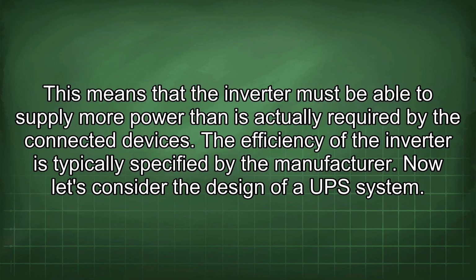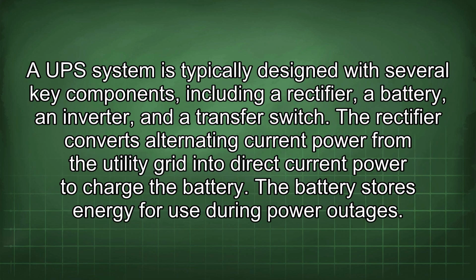Now let's consider the design of a UPS system. A UPS system is typically designed with several key components, including a rectifier, a battery, an inverter, and a transfer switch. The rectifier converts alternating current power from the utility grid into direct current power to charge the battery. The battery stores energy for use during power outages.